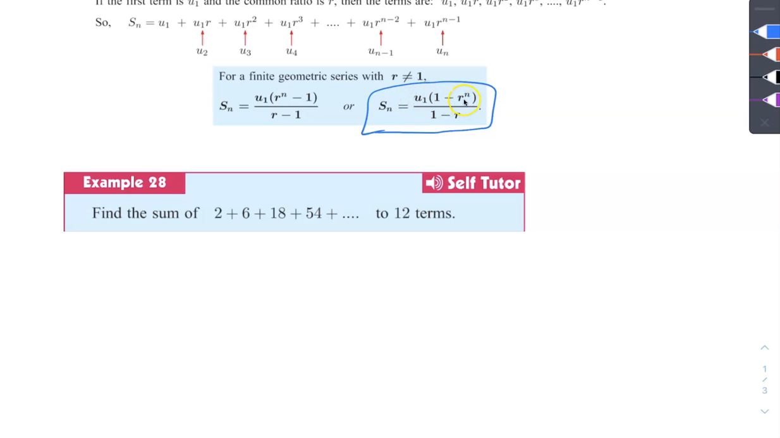If we look at all the values here, U1 is the first term. R is a common ratio. We're doing geometrics, so that's the common ratio. And keep in mind the way you find R is you pick one term and put it over the one before it. So U2 over U1, U3 over U2, etc.